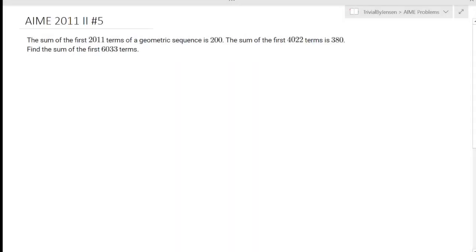Okay, this is 2011 AIME II Problem 5. We're told that the sum of the first 2011 terms of a geometric sequence is 200, the sum of the first 4022 terms is 380, and they want us to find the sum of the first 6033 terms.